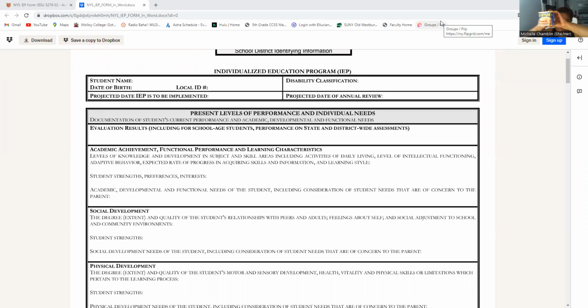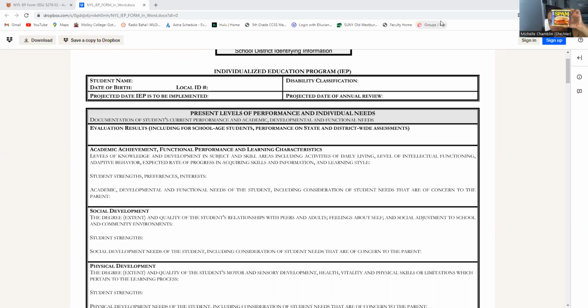Hello, students. Today we're going to talk about the IEP, and I am holding up a can of Spam. How does Spam relate to the IEP?